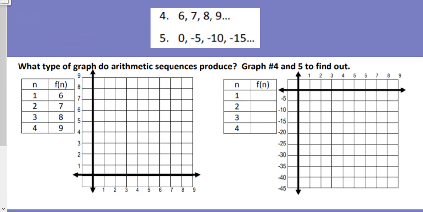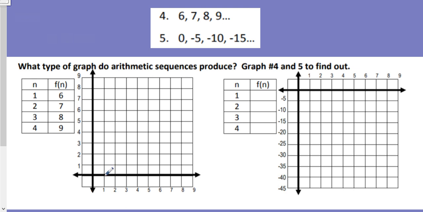Moving on to our last page. It says, what type of graph do arithmetic sequences produce? So we're going to graph number 4 and number 5 to find out. Now, let's keep in mind, first of all, that I already told you that these are functions and that they're a lot like y equals mx plus b. And I think I actually already mentioned that they are linear. So now we're just going to prove that.